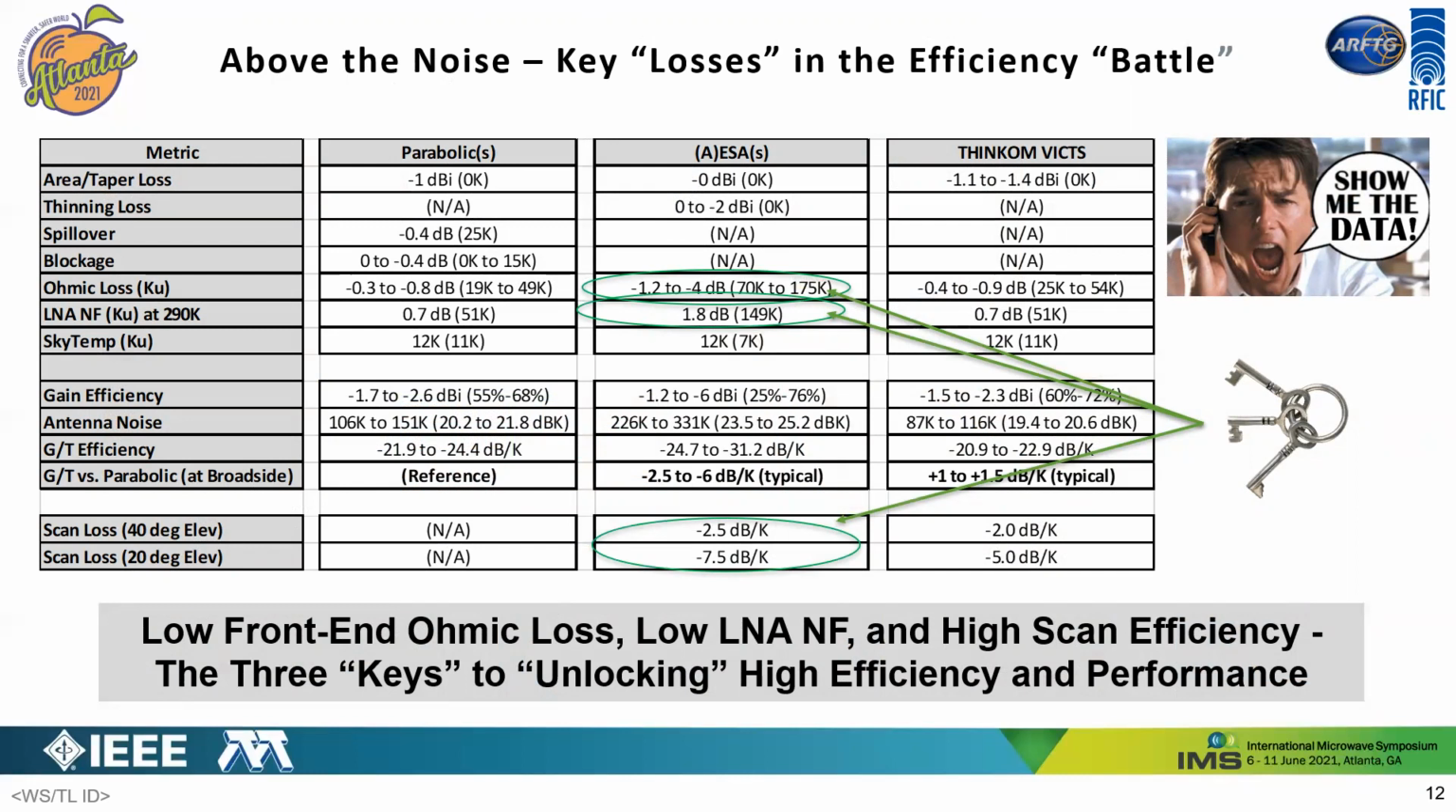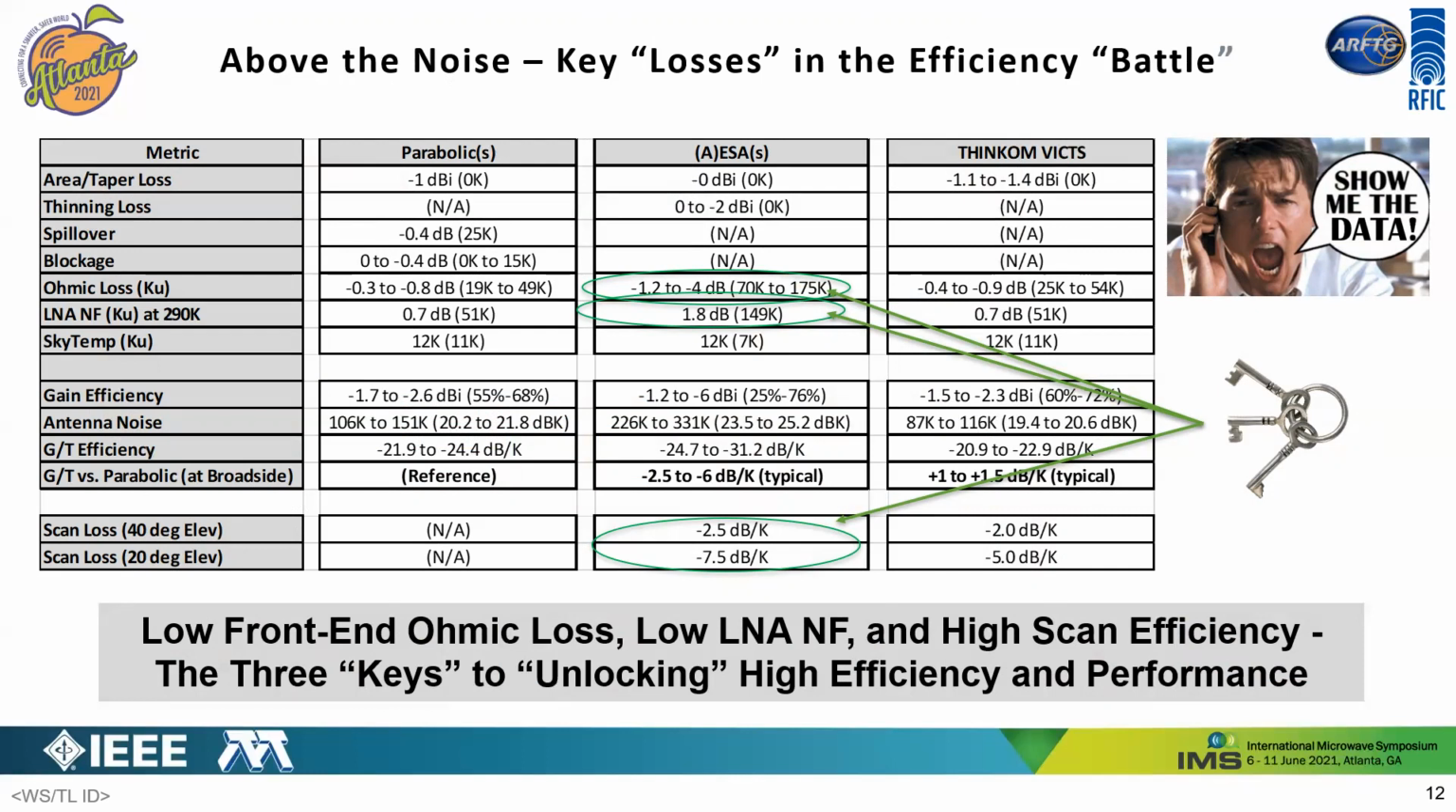This chart quantifies a range of values across the different antenna types, including parabolic dish antennas, AESAs, passive ESAs, along with ThinKom's VICTS array. So let me just talk about the metrics here for a second. You'll notice area taper loss, that's how efficiently the active area is used. I mentioned thinning as an option that's employed in some but not all systems. Spillover, which applies only to dishes. Blockage, which generally applies only to parabolic dishes.